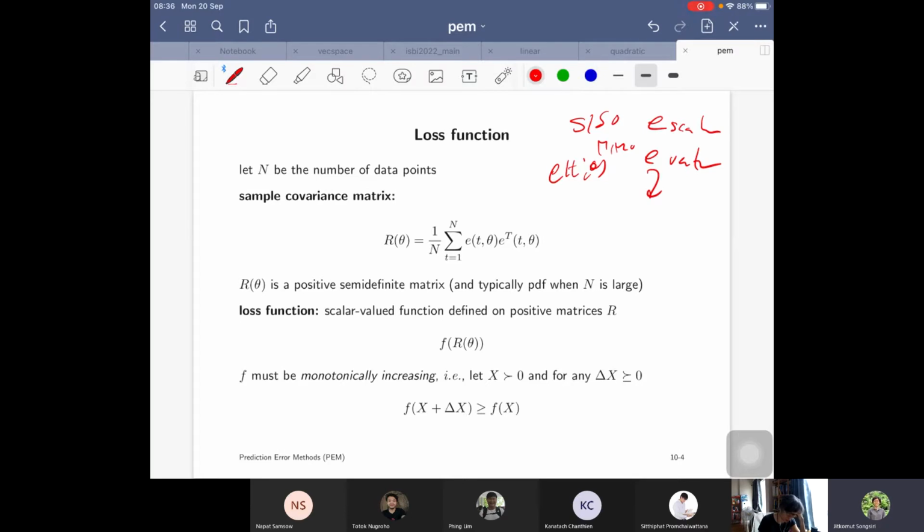Of course, the error would have the same size as y, right? So if y is a vector in R^p, the error would be a vector in R^p. Now, how can you determine the magnitude of E in some sense? When E is a vector, we compute the sample covariance. You perform the outer product of E, sum over all the time samples, and take the average, divided by n.